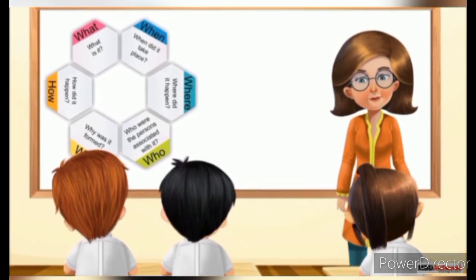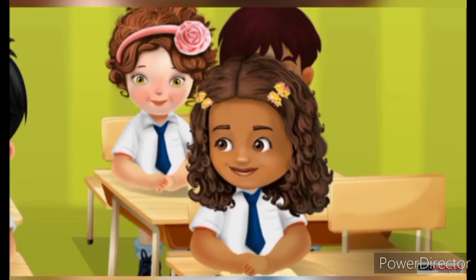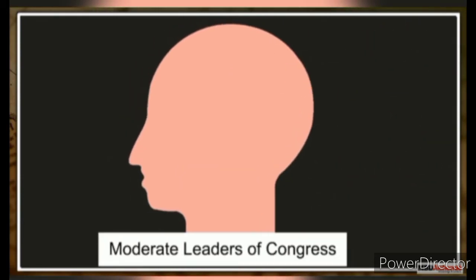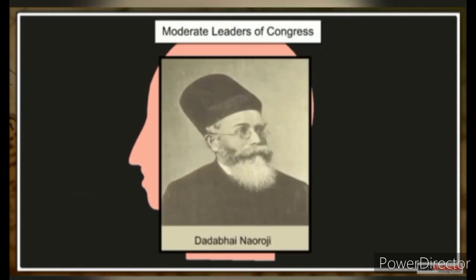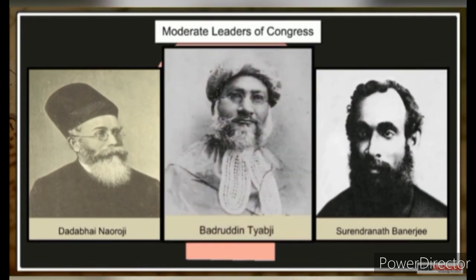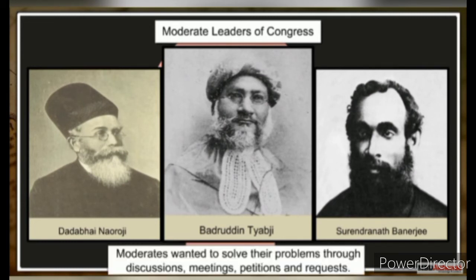Sophie, now it is your turn. How did the INC function? There were two strands of the Congress. They differed in their approach. The first strand was of moderate leaders such as Dadabhai Naoroji, Surendranath Banerjee and Badruddin Tayyabji. They believed in the British sense of justice. They wanted to solve their problems through discussions, meetings, petitions, and requests.